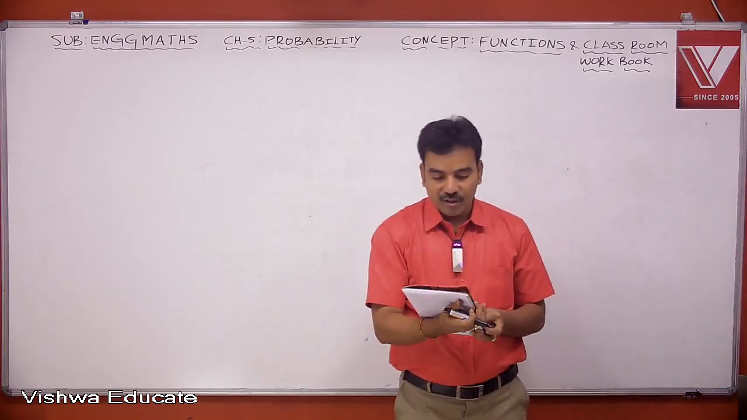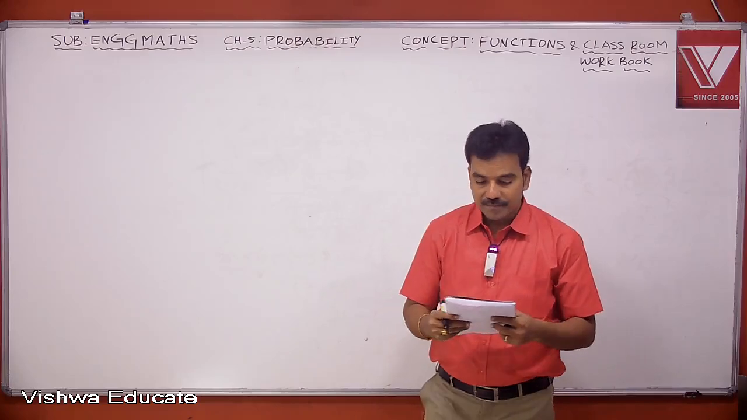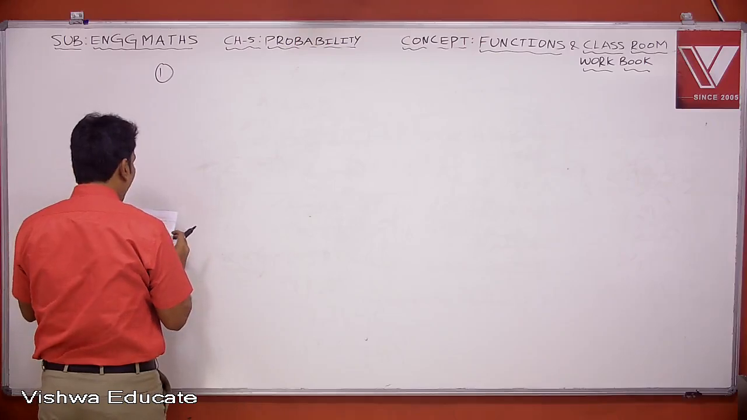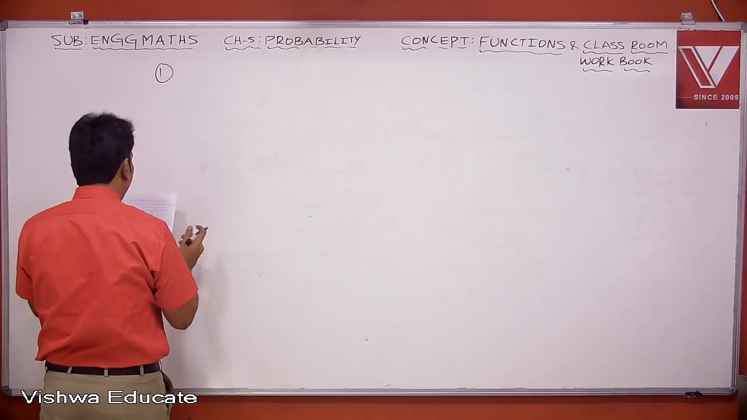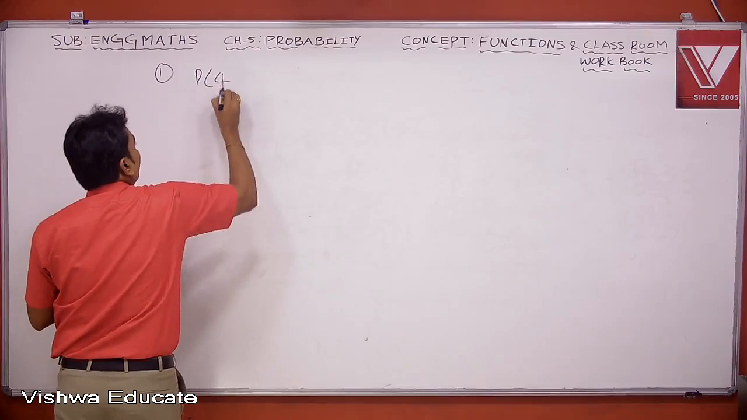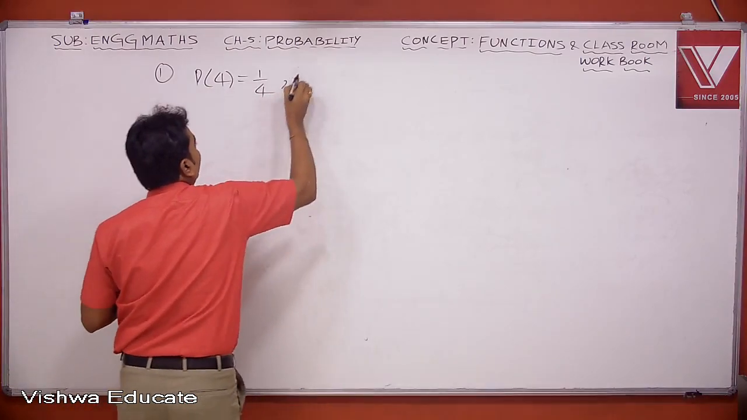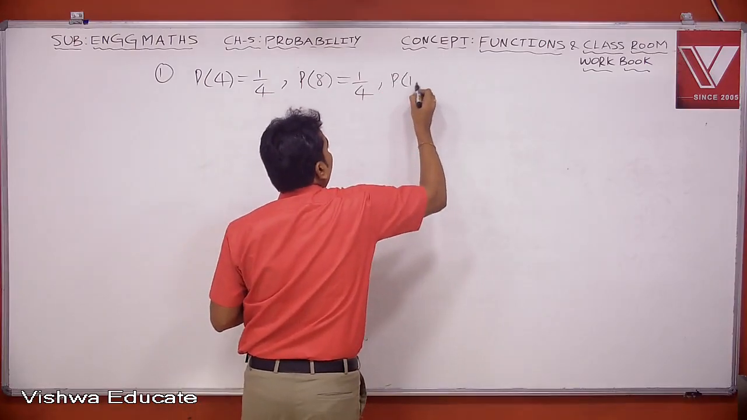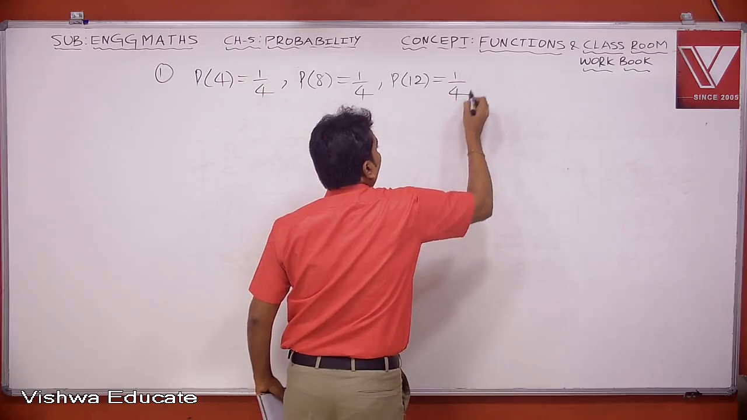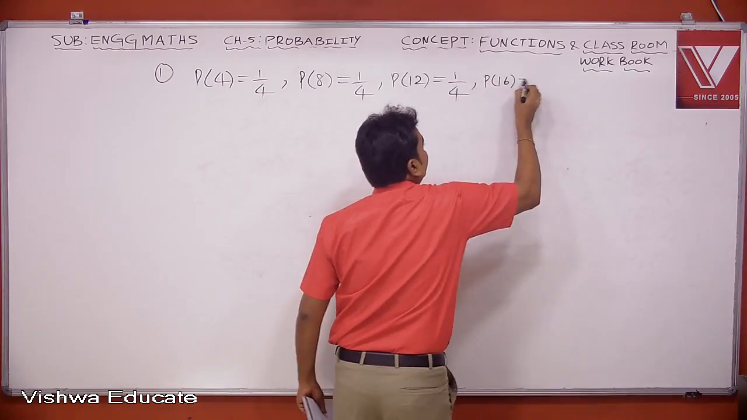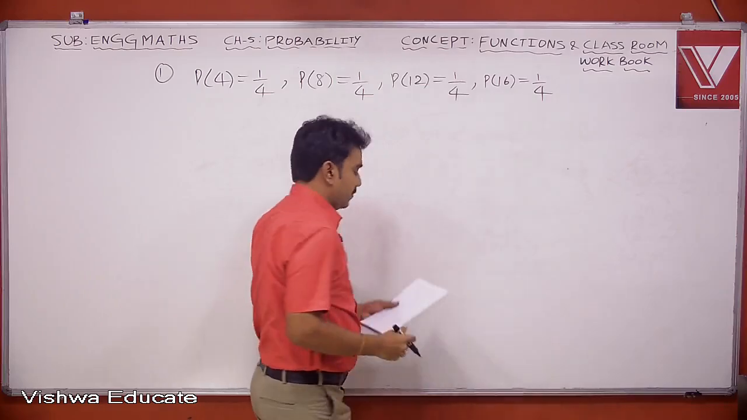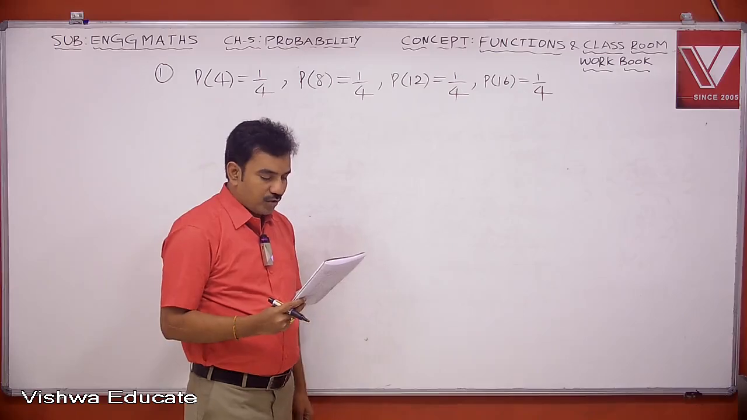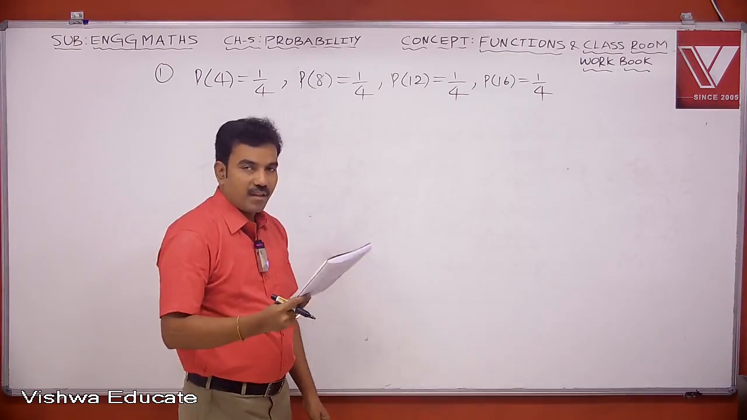So we start with the classroom workbook from question number 1. The random variable x has a probability distribution function P of 4 equal to 1 by 4, P of 8 equal to 1 by 4, P of 12 equal to 1 by 4, P of 16 equal to 1 by 4. The expected value of x is, options 1, 3, 10, 12. Let us handle this.